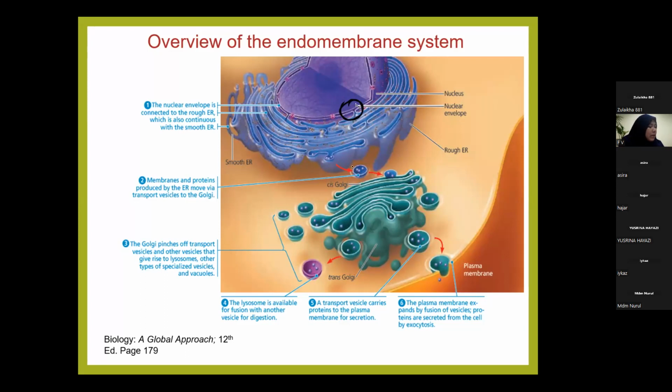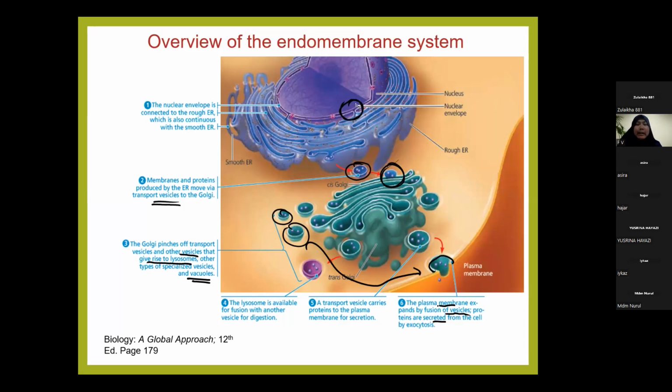Okay, and you can see how the ER is connected to the Golgi via vesicle. And you can see how the vesicle then fuses to the Golgi apparatus, right? And from there, the vesicle will give rise to lysosome or other vacuoles. So this is the vacuole or lysosome that later on will be transported to the membrane. So the plasma membrane will expand and fuse with the vesicle, so the protein will be secreted.